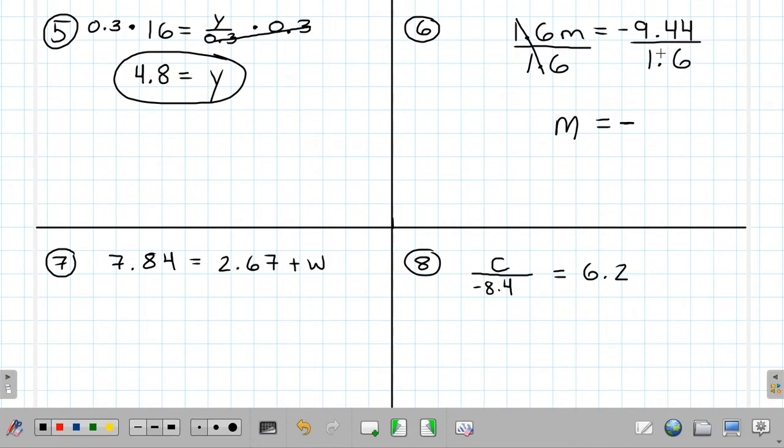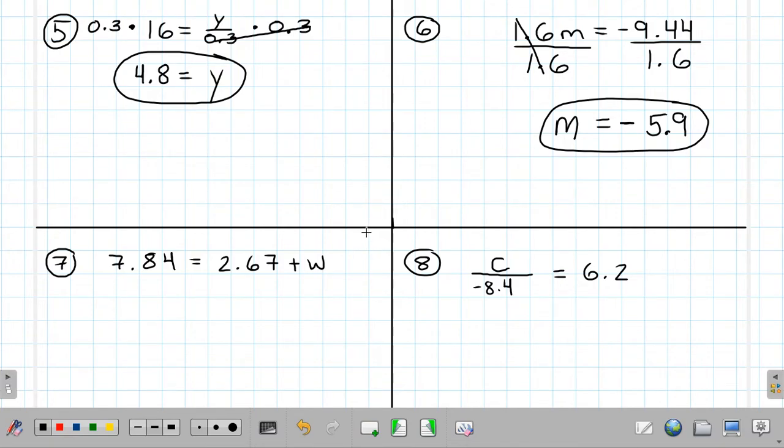I guess technically if you really wanted to, you could go off to the side and do some long division with it, okay? But I'm not going to make you do that considering you do have access to a calculator for this class. So just plug this in, and 9.44 divided by 1.6, we do get negative 5.9. Okay, once again, negative over positive is a negative. And then 9.44 divided by 1.6 is 5.9.